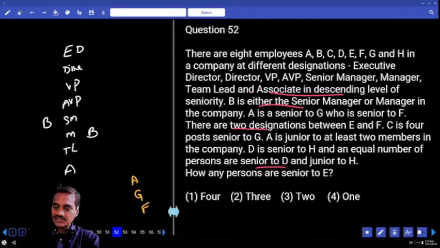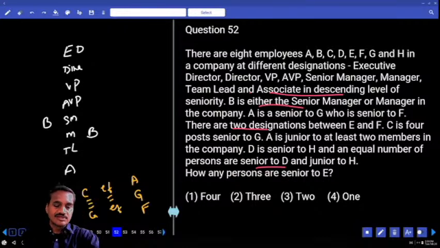There are 2 designations between E and F, so there must be exactly 2 people between E and F. C is 4 posts senior to G, which means in between there must be exactly 3 people. A is junior to at least 2 persons in the company. D is senior to H, and an equal number of persons are senior to D and junior to H.